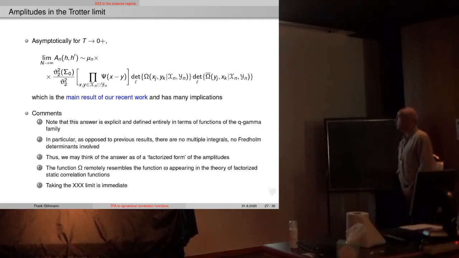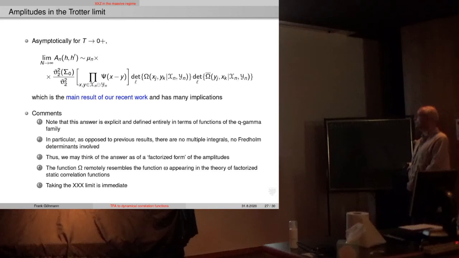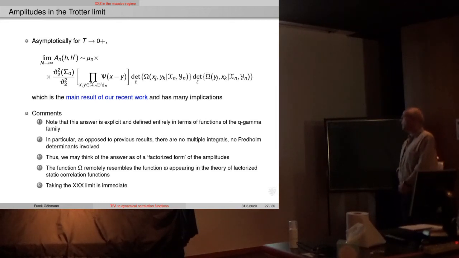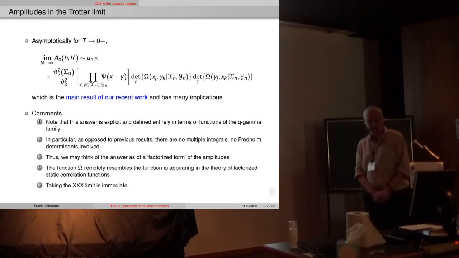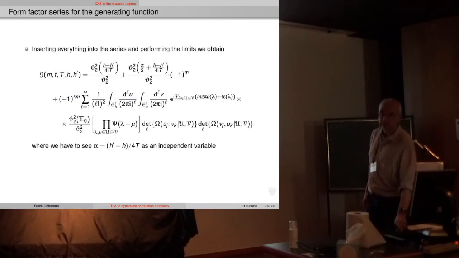Note that the answer is explicit and defined entirely in terms of functions of the q-gamma family. In particular, as opposed to previous results, there are no multiple integrals and no Fredholm determinants involved. Lastly, we might think of the answer as a factorized form of the amplitudes. Instead of a multiple integral, we have a determinant. The function omega remotely resembles the little omega function appearing in the factorized static correlation functions, and taking the limit is immediate: just replace gamma q by gamma.